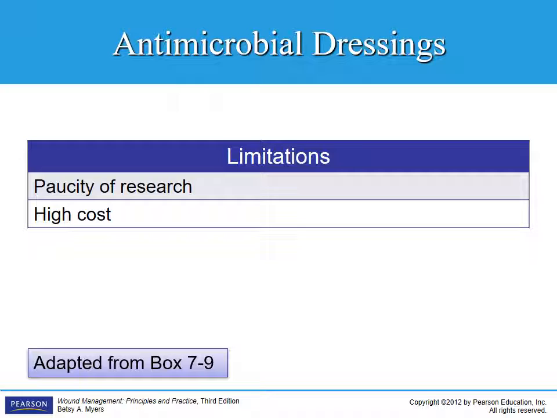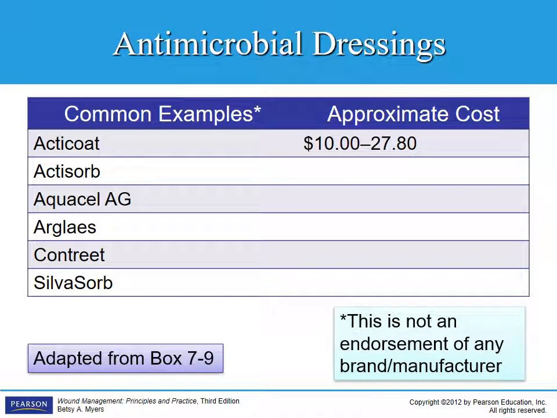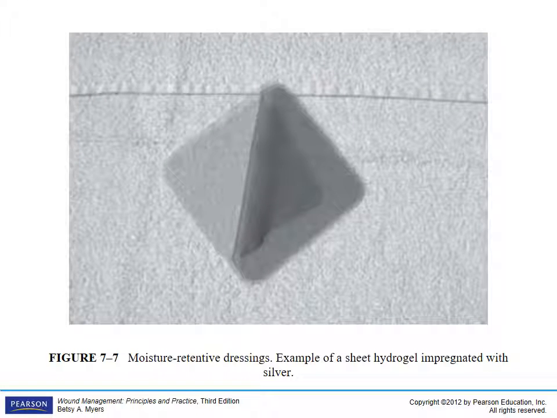Limitations: there's not a lot of research on it, and what is on it does not, at this time, support its use because it is very expensive. But there is a lot of it being used out there. Here's some common examples that you'll see. Aquacel AG, Acticoat, Actisorb are the ones I've seen the most. Silvasorb, seen quite a bit as well. Again, here's a picture of what it looks like.